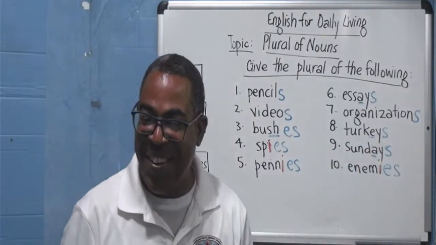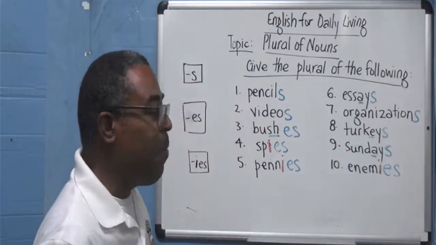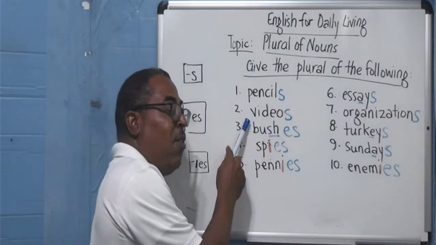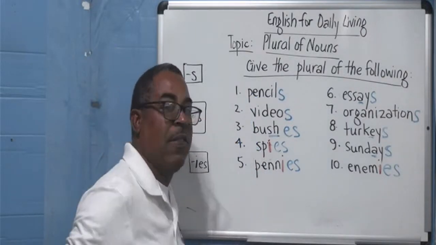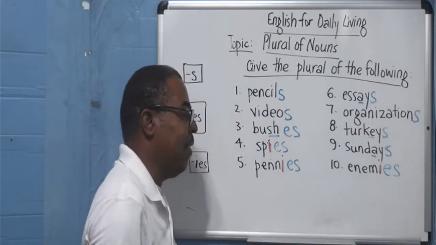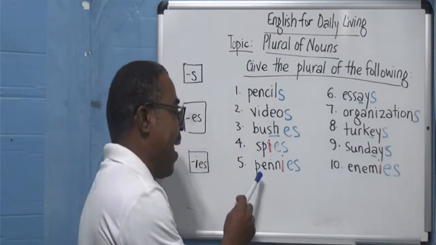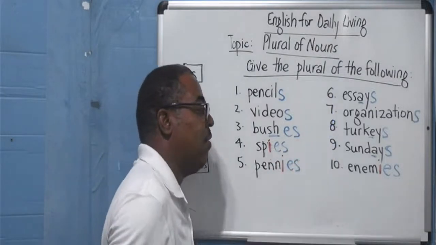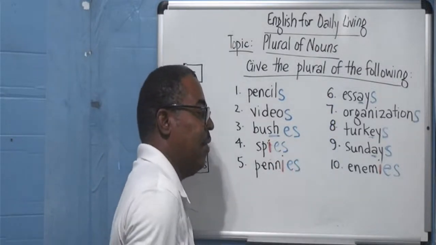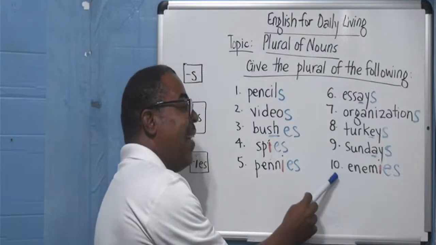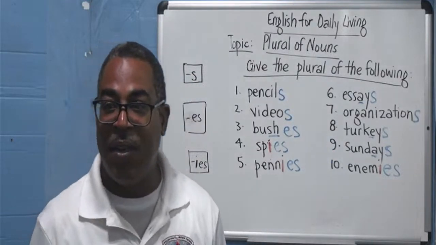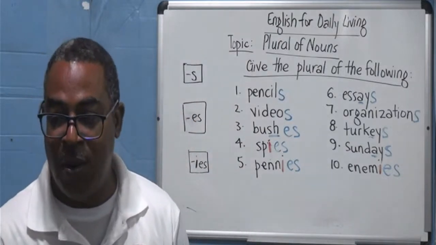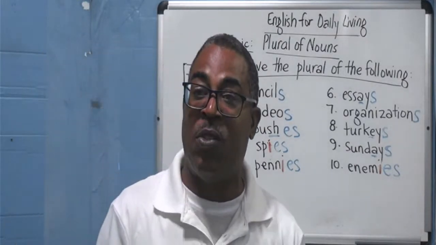Okay, so listen and repeat. Pencils, videos, bushes, spies, enemies, pennies, essays, organizations, turkeys, Sundays, enemies. Okay, and those are all words that we use to form the plural. We give the plural of these words.